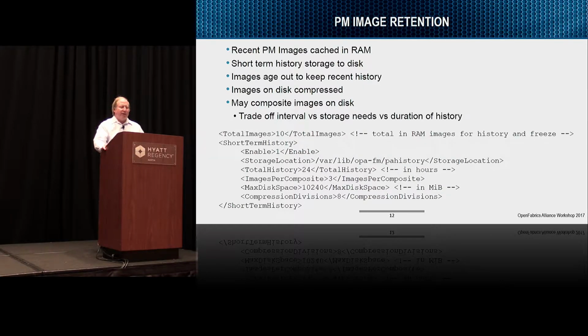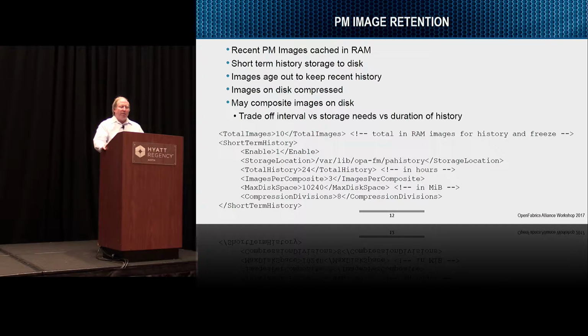In order to save space, the images on the disk are compressed. In order to make sure that that is fast, we have a multi-threaded compression algorithm going on inside the Fabric Manager, so we can take advantage of multiple processor cores to compress the data while we're gathering it, so that can happen in real time.